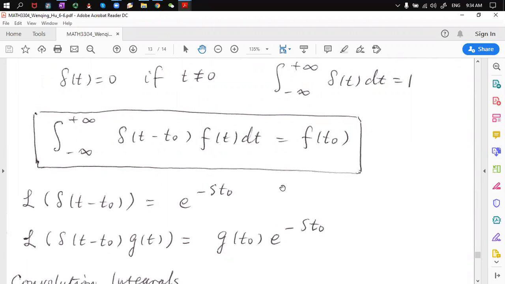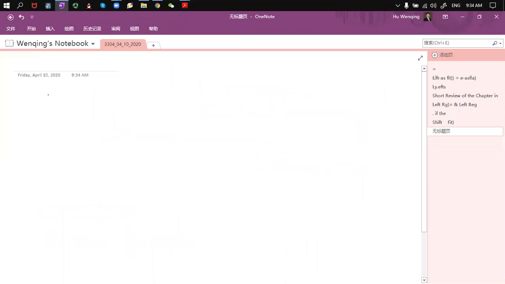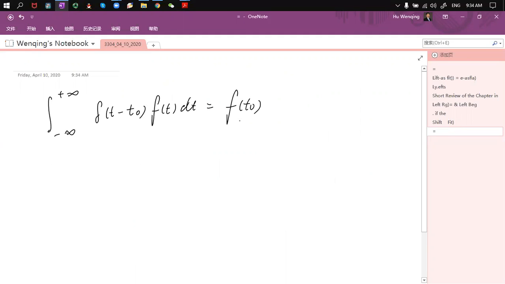The first thing says that the delta function is like a probe. If you use delta of t minus t0, multiply by f of t and integrate, it will help you to read the value of f at point t0. So the delta function is like a probe. If you do an integral of delta of t minus t0 multiplied by f of t dt, it will read out the value of f at point t0. So this is the first important thing.